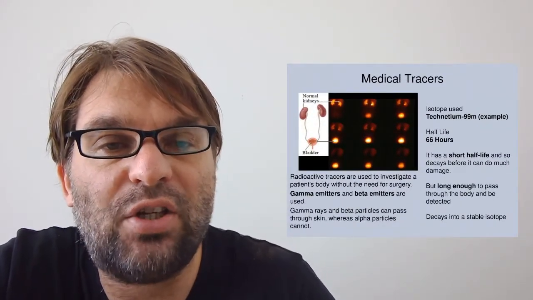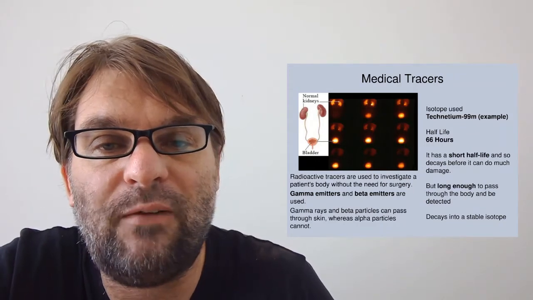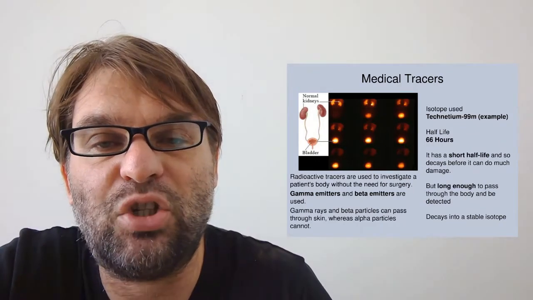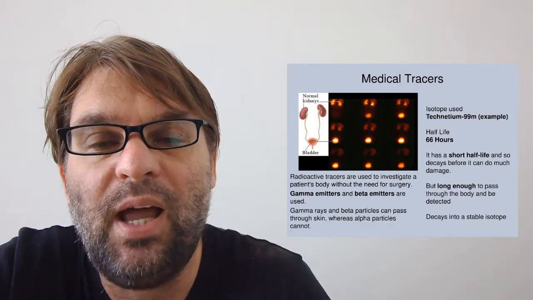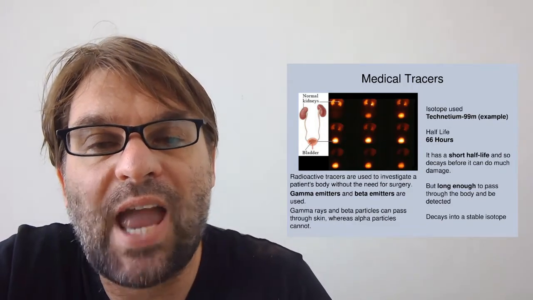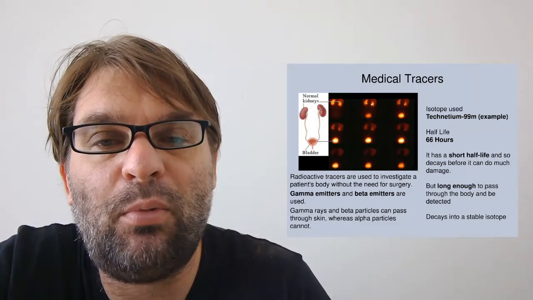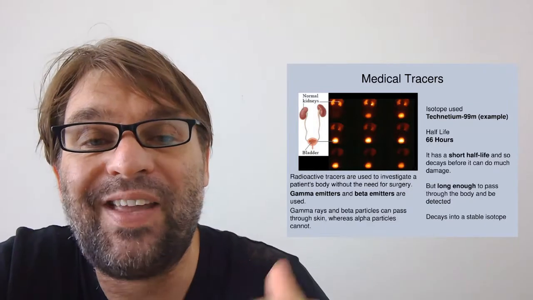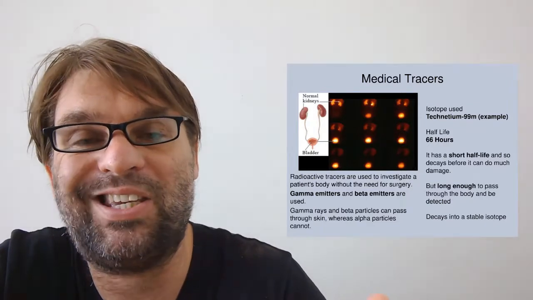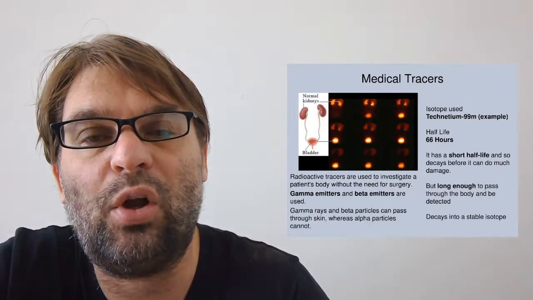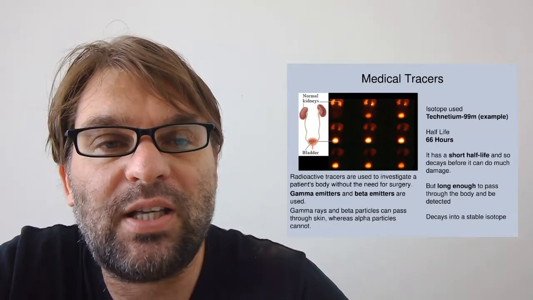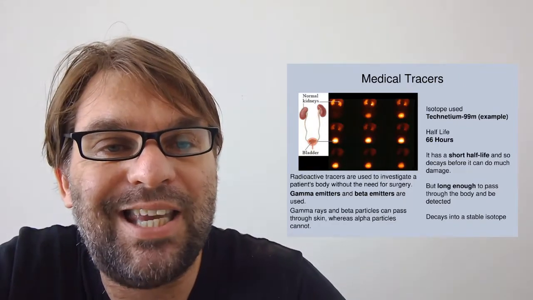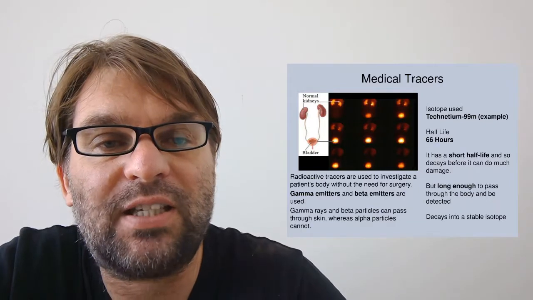Tracers are essentially used to investigate what's inside the patient's body, if there are any blockages, for example. This is the reason why we use gamma emitters and beta emitters, because alpha particles can't escape the body, since the skin and fat layers are too thick. An example here is technetium-99. It has a half-life of 6 hours.